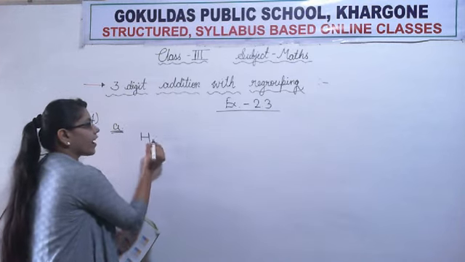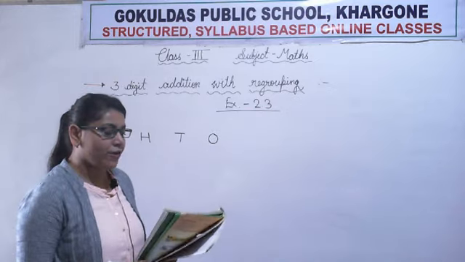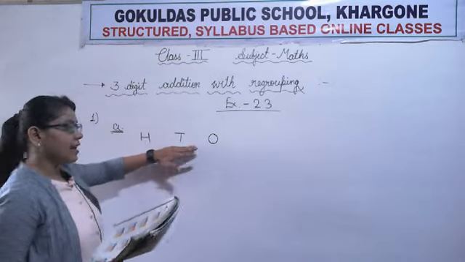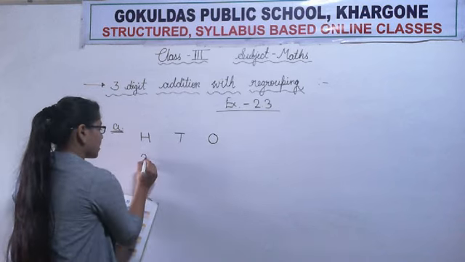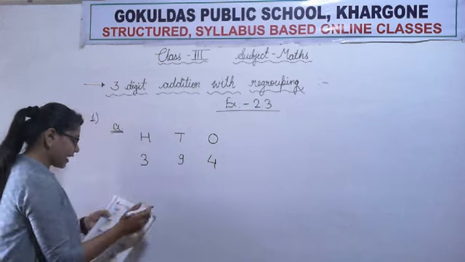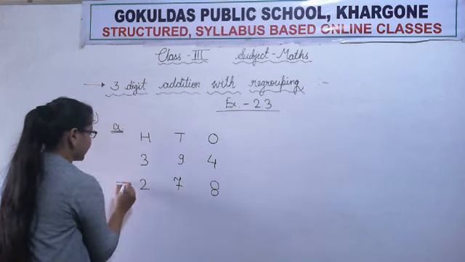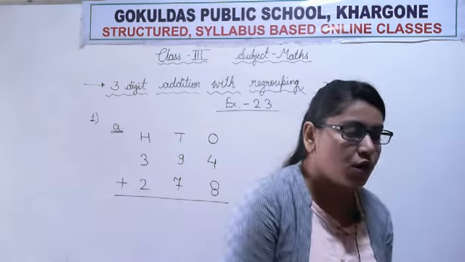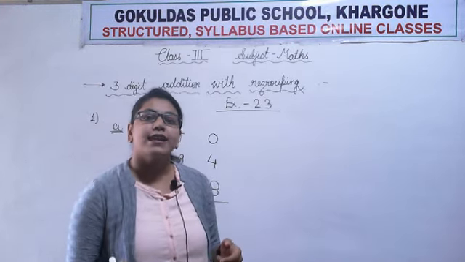First of all, we will write all the places, hundreds, tens and ones, so that we cannot mix up the number. By writing these hundreds, tens and ones, we can avoid mistakes. Now, the first number here is 394 and the second number is 278. Now add them. So, what we will do? We will add ones in ones, tens in tens and hundreds in hundreds.